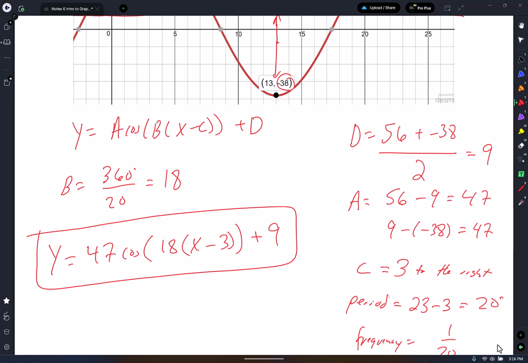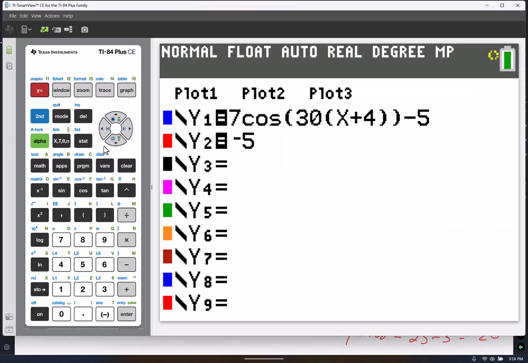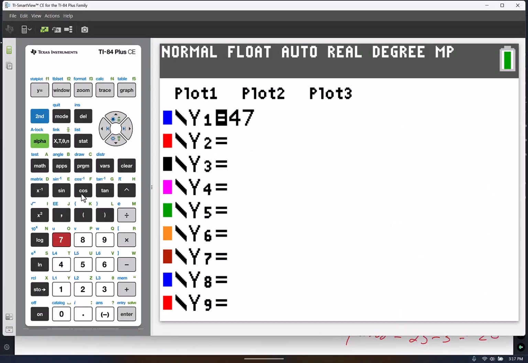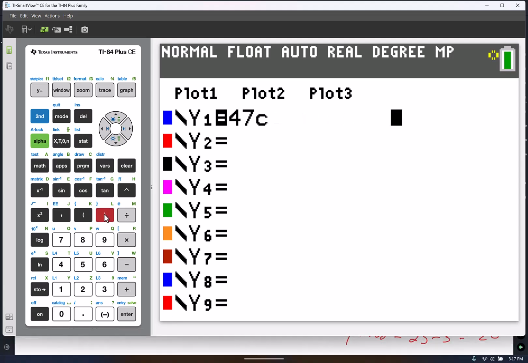Okay, we get another opportunity to practice, guys. Type that into your Y1. Take your calculator, click on Y equals, clear it. You can just push clear. And we're just going to type it in. We're going to go 47 cosine. It opens up a parenthesis for you. 18. Open up another one. X minus, I already forgot, was it 3? Close, close. Plus 9.